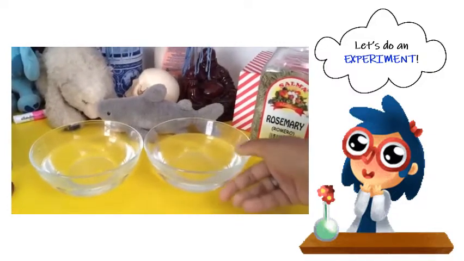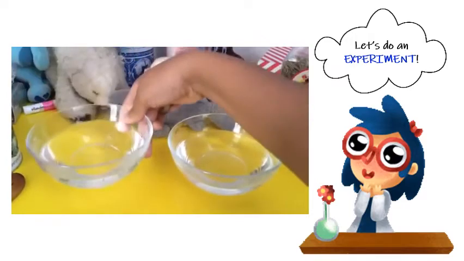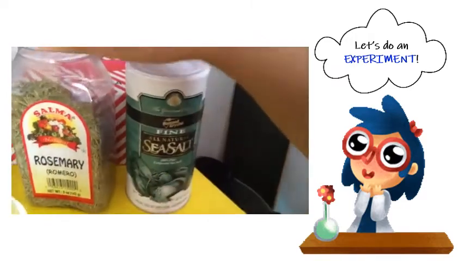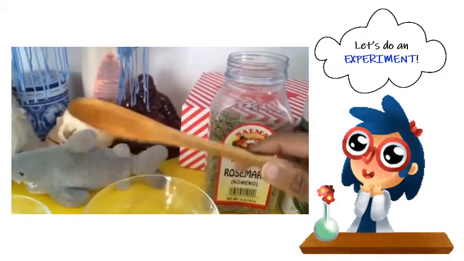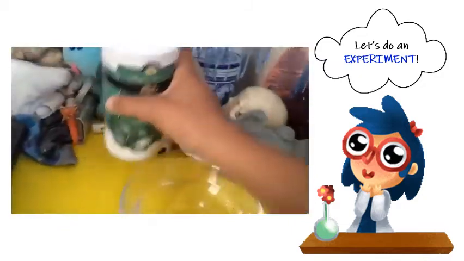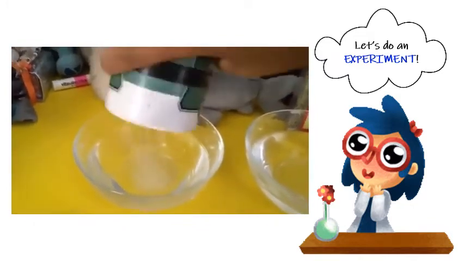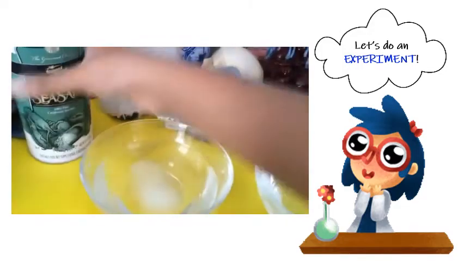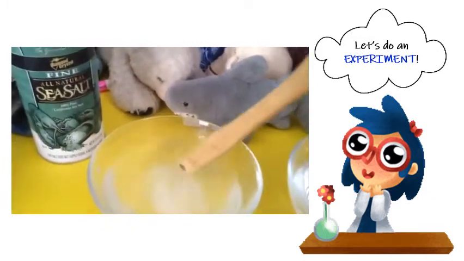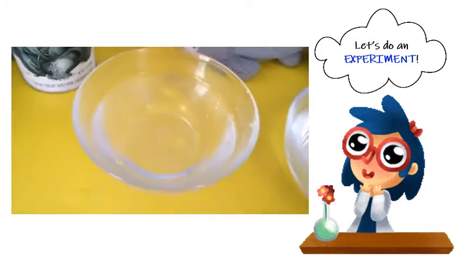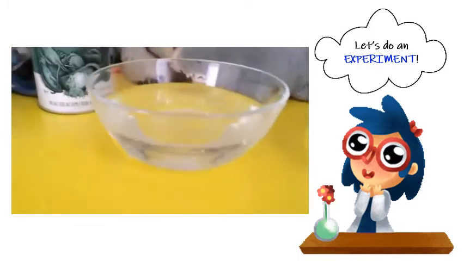Right now we're going to do an experiment. I have one bowl of water and another bowl of water. They're completely the same. I'm going to put the rosemary and the sea salt into the water and see what happens. I'm going to use my wooden spoon and try to mix them in as best as I can. We're going to start with the salt. I'm going to pour in as much salt as I think is necessary, and then take my spoon and mix it in. The final result is that the salt has completely dissolved in the water. There are no traces of salt anywhere within the bowl.